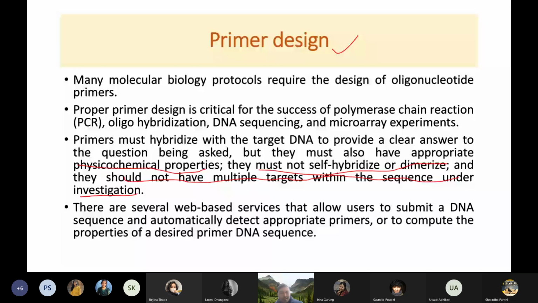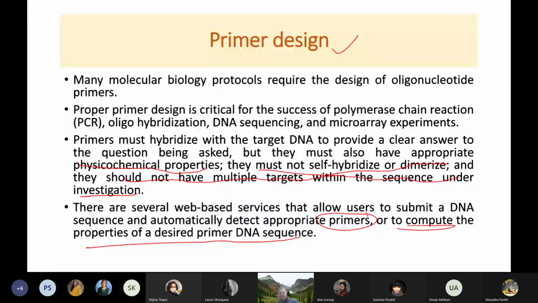For that, you need to design your primers, and there are many web-based services that allow users to submit a DNA sequence and automatically detect appropriate primers or compute the properties of the desired primer sequence. So you can do primer designing with the help of a computer. For humans, it is very difficult to do, even primer designing.